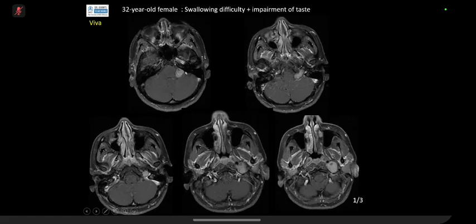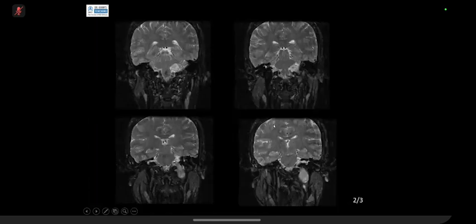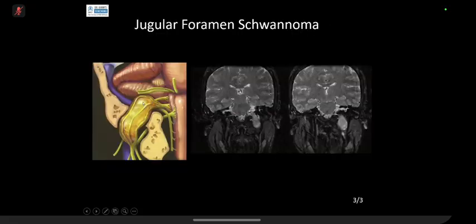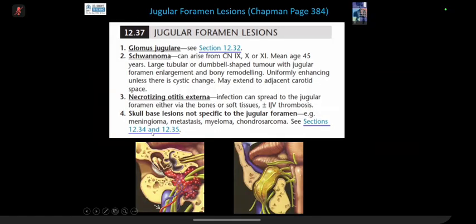This is a schwannoma on an MR, which is enhancing and it can be from any cranial nerve of this region. Wherever schwannomas are, they will cause bony expansion. This picture also tells you what the radiological features of a schwannoma will be.